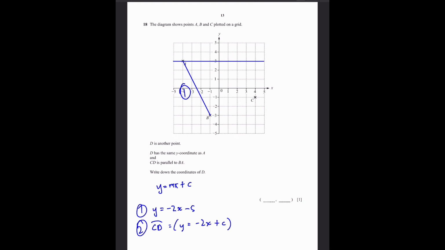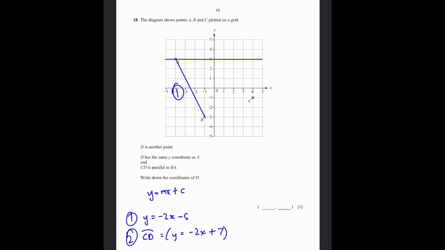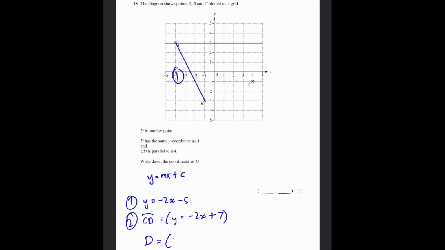Now if we take the gradient and do the same thing over here, it crosses at this point, which is 2, 3. And also, when this line goes up, over here will be 6 and 7. So this constant is actually 7. And D is the point 2, 3. So D is equal to 2, 3.